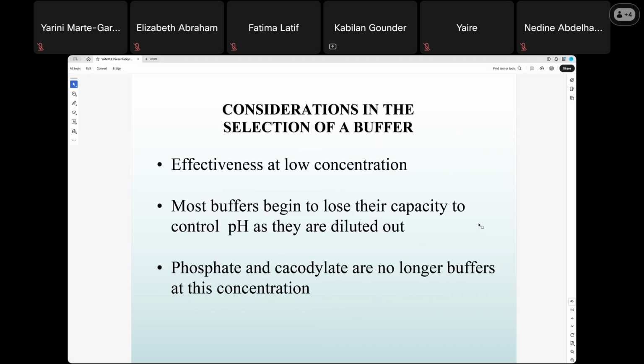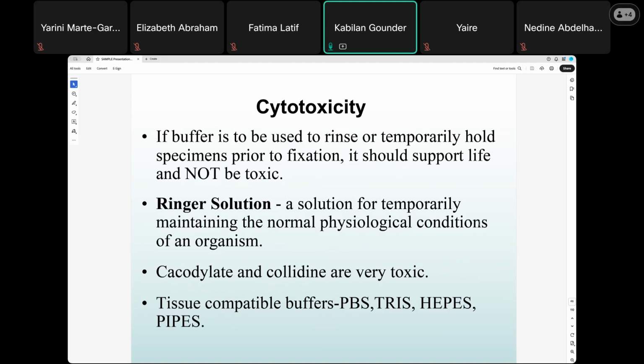Most buffers begin to lose their capacity to control pH as they are diluted out. So if you think the salt is not good, if you dilute it too much, that is also not good. If it is concentrated, that is also not good. Most buffers begin to lose their capacity to control pH as they are diluted out. So at low concentration, some buffers, such as cacodylate and phosphate buffer, are not ideal candidates for low concentrations of salts.